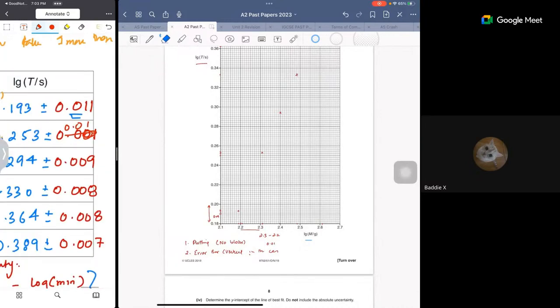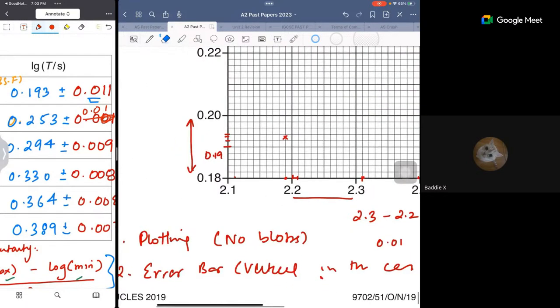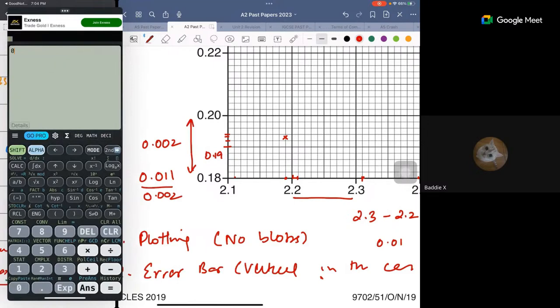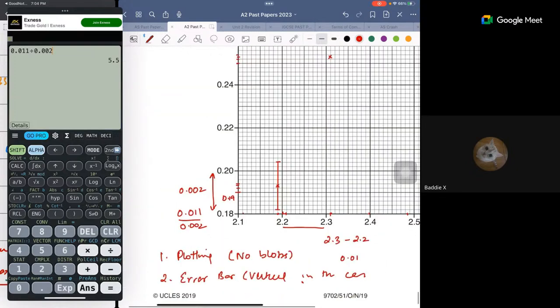So the first one is 0.11, which is the first point right here. You guys understand that each of these boxes is 0.002, right? So 0.011 means how many boxes are going to be above or below. You just need to do 0.011 divided by 0.002. This will tell you how many boxes you need to go above and below. Okay, this is easy this way. So 5.5 boxes. We're going to do the half already, so 0.5, 1, 2, 3, 4, 5, just like this. So this should be your error bar, like that, okay?